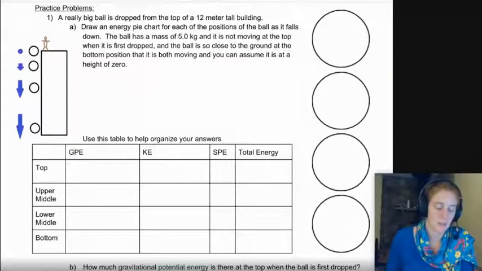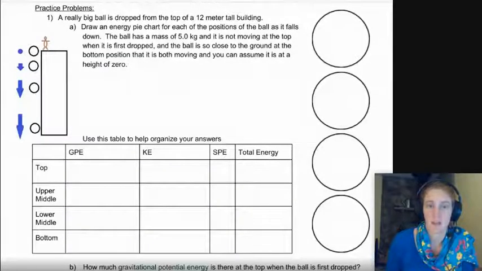So it says a really big ball is dropped from the top of a 12-meter tall building. Draw an energy pie chart for each of the positions of the ball as it falls down. The ball has a mass of 5 kilograms and it is not moving at the top when it is first dropped. And the ball is so close to the ground at the bottom position that it is both moving and you can assume it is at a height of 0.